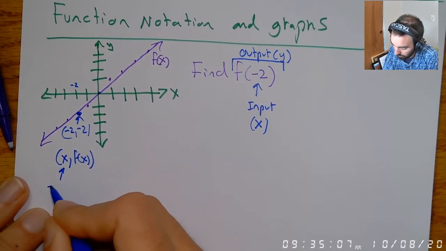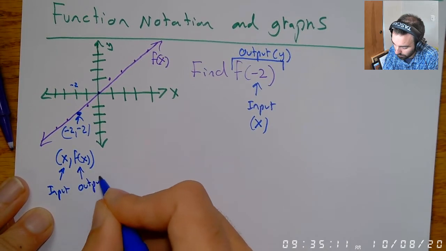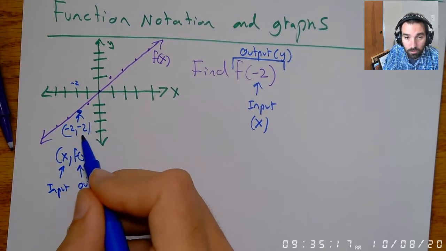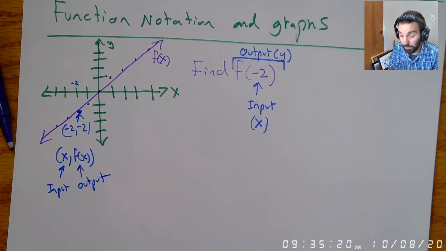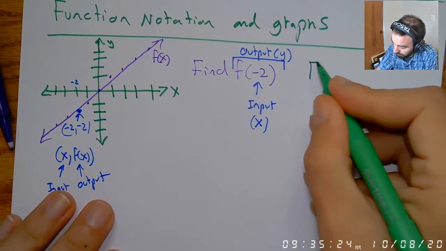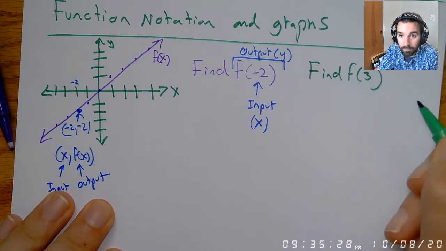So input, output. Okay, so my input was negative 2, my output is negative 2. Let's do one more example. So we're going to find f of 3.